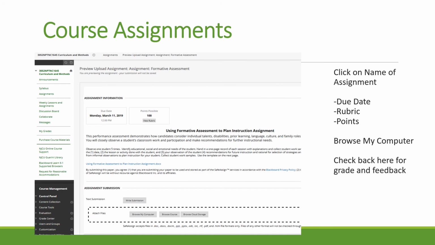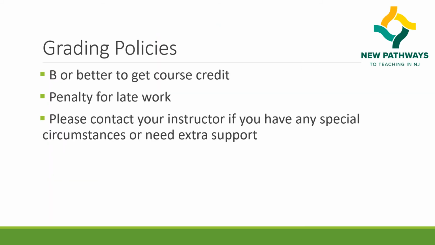So you'll click on Browse My Computer down at the bottom, and then you'll attach it, and then you'll submit it. The bar at the top will turn yellow once you've submitted it, and once I've graded it, if you go back and click on the same link, it'll be green, and you'll be able to get your grade, see your rubric score, and get your feedback.